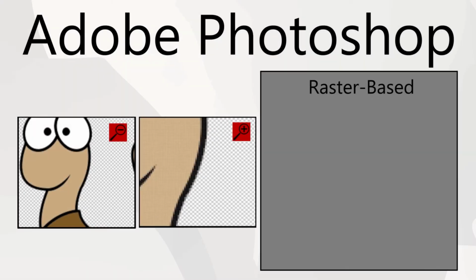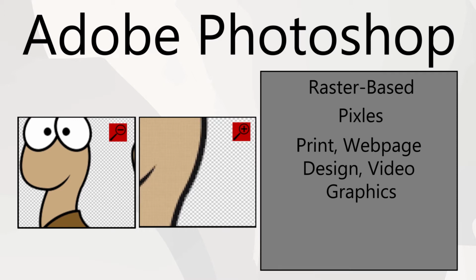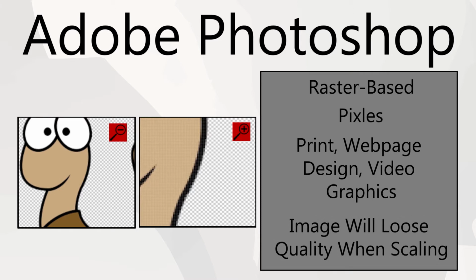Photoshop is a raster-based photo editing software that uses pixels to create images. It was first designed to help photographers edit pictures, but it is now also used to create images for print, develop web page designs, and even create video graphics. A major con of Photoshop is that because it is pixel-based, the images cannot be scaled up or down without losing quality. This deters designers from using the program to create images that will need to be scalable in the future.